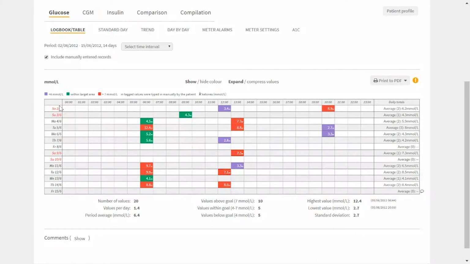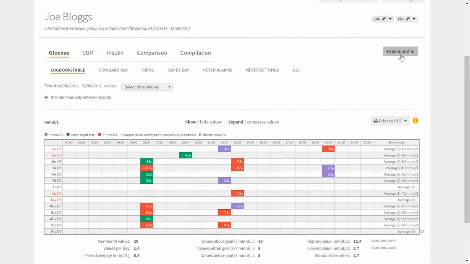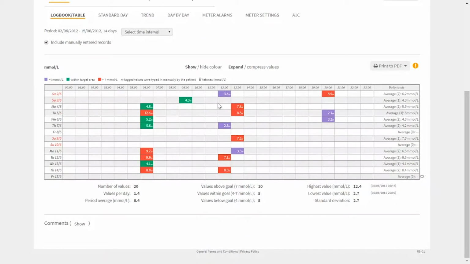On the left hand side we have the days of the week with weekends indicated in red, and then across the top we actually see the time periods throughout the day, the different hours of the day. You can see the blood glucose readings populated in the specific boxes. However, we will see that the in-target readings are in green based on the personal target set for this patient in their patient profile. The ones below this target would be in purple and the ones above this target would be in red.